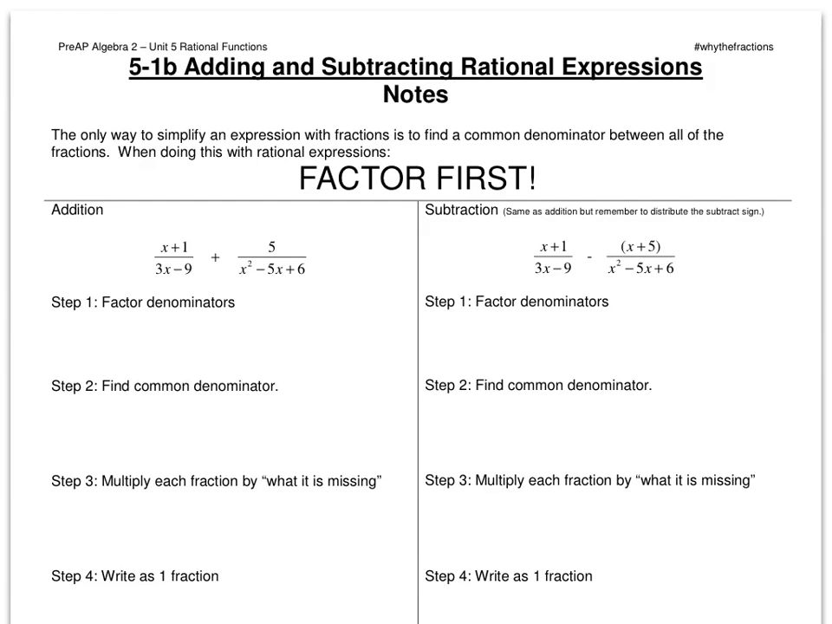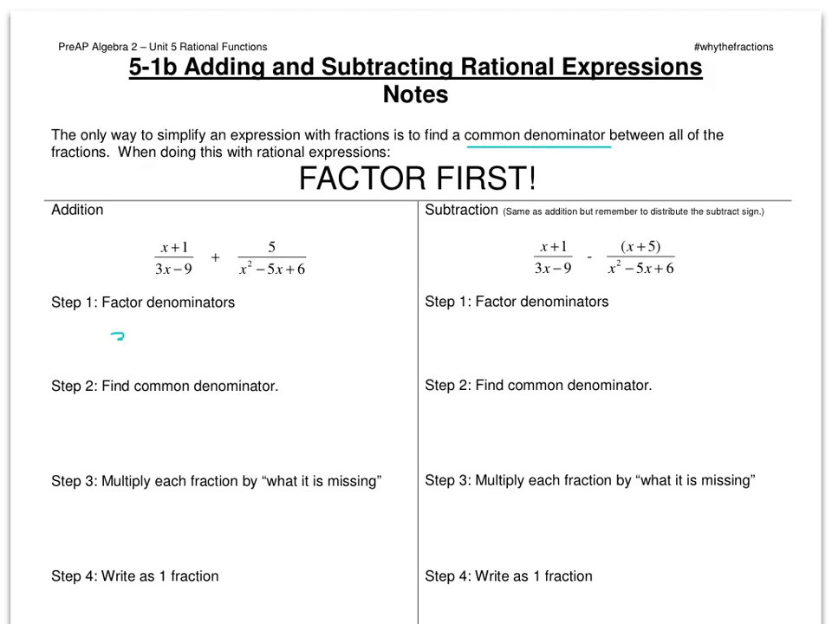Today we're going to be looking at adding and subtracting rational expressions, which means that we're going to have to be finding a common denominator. When you multiply, you just multiply the top times the bottom. But when we add and subtract, we have to find a common denominator. So, for our first problem, we need to find a common denominator.